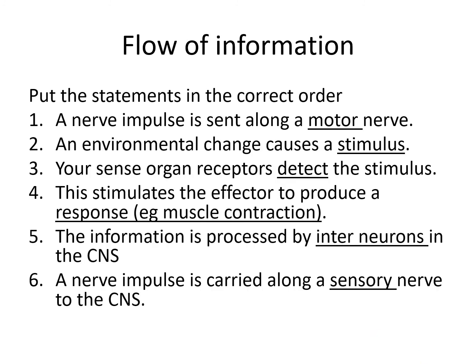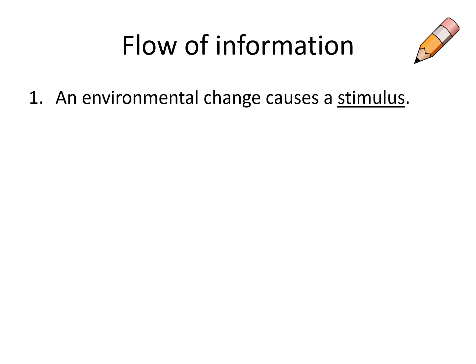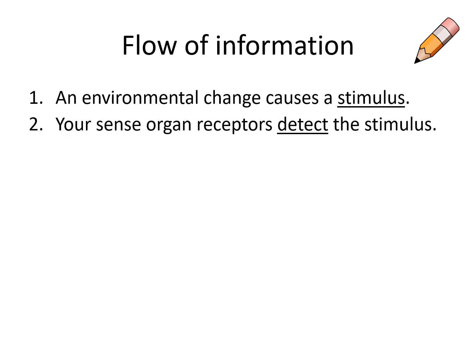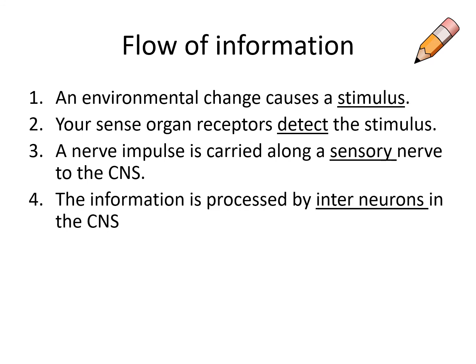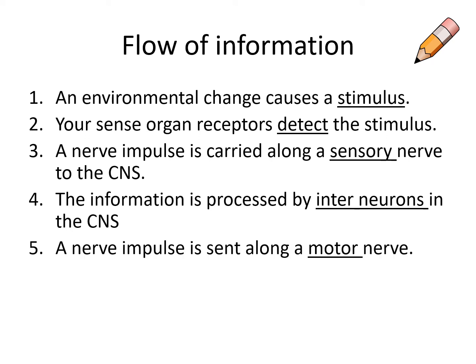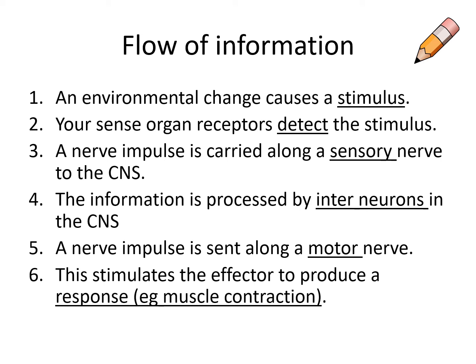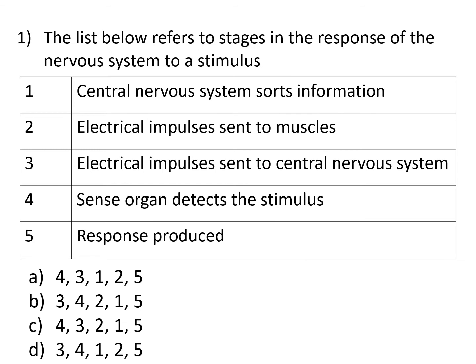So from what we've said previously, you should now be able to put all of these different steps of the flow of information into the correct order before I go over the answers. So try to pause the video and do that now. So the correct answers would be that an environmental change causes a stimulus. Then your sense organ receptors detect the stimulus. Then a nerve impulse is carried along a sensory nerve to the CNS. The information is processed by the interneurons in the CNS. A nerve impulse is sent along a motor nerve, and this stimulates the effector to produce a response, so for example, a muscle contraction. So well done if you managed to get that correct.